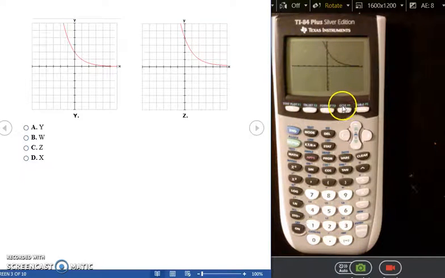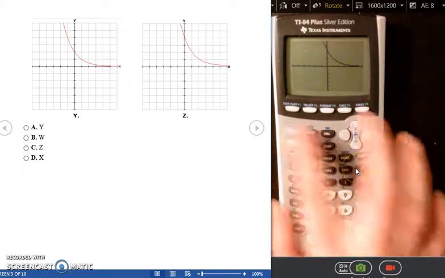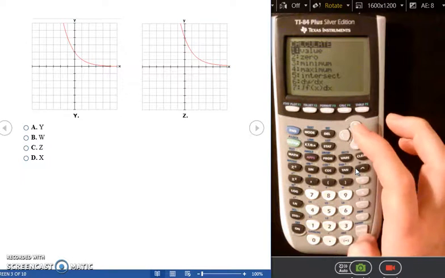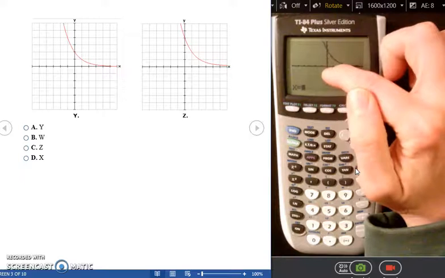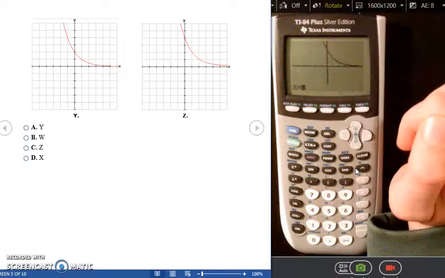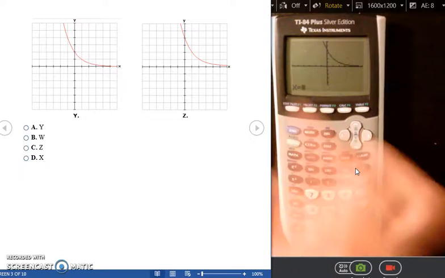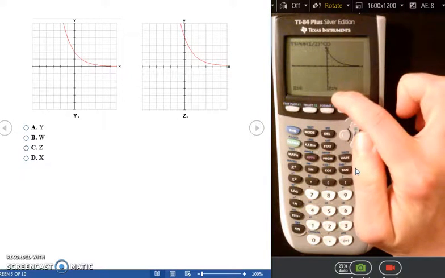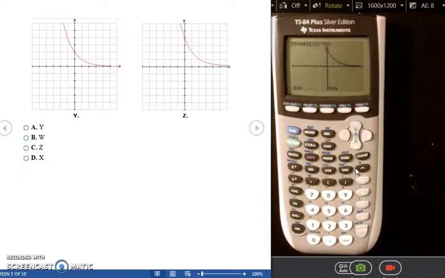And so since this calc feature is in blue, I have to use the second button, so second calc. And I wanted to find a value. And so the y-axis is intercepted when x is equal to 0. So here it wants to know what's x, and I'm going to put in 0 and press enter. And it tells me that when x is 0, y is 4. So that's going to be that point right there where the spider is. And so that means I'm looking for an answer where the y-axis intercept is 4.